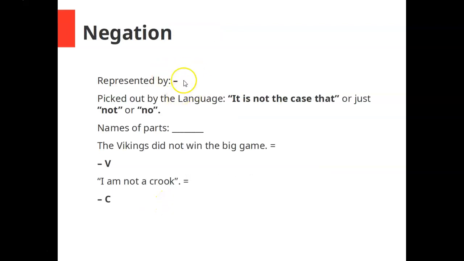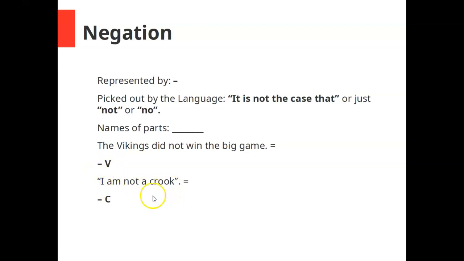A negation is just represented by a little dash. It is picked out by the language. It is not the case that, or not, or no. There's no real name for the parts of a negation. It's just the sentence being negated. If I wanted to represent the Vikings did not win the game, I might represent that by negation V. To say that the Vikings did not win the game is to say it is not the case that the Vikings won the game. So negation V.